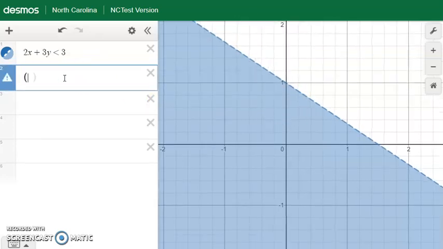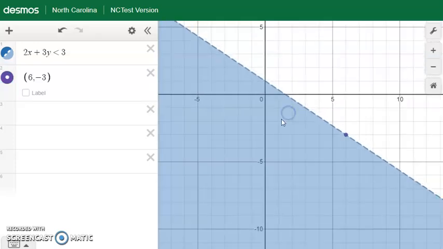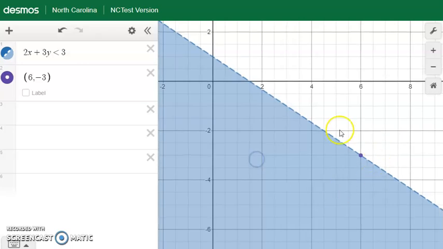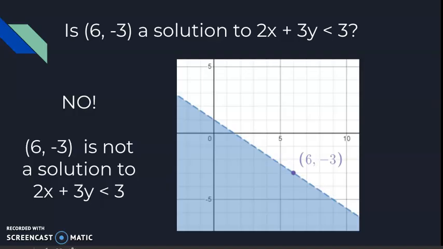When I type in and verify my point (6, -3), let's find it. There's (6, -3). So, interesting. (6, -3) is right on the border. Now, how do I interpret that? Is (6, -3) a solution? No. (6, -3) is not a solution to this inequality. Because it is on the dotted line on the border, it means that only the values that are less than the line, not the values that include the line, would be solutions.